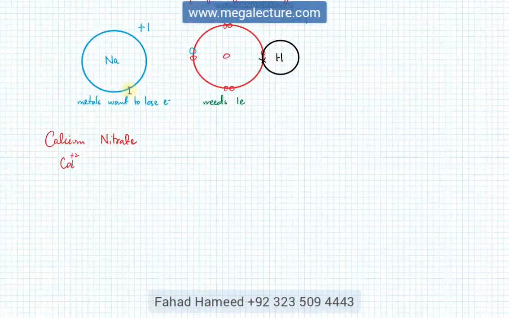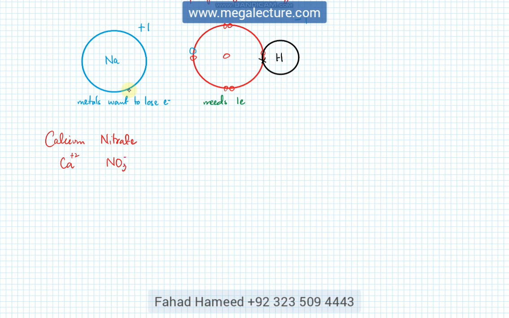So nitrate is NO3 and it's got a charge of -1. So what is going to be the formula? We're going to do crisscross. If I do crisscross, then calcium would be 1.